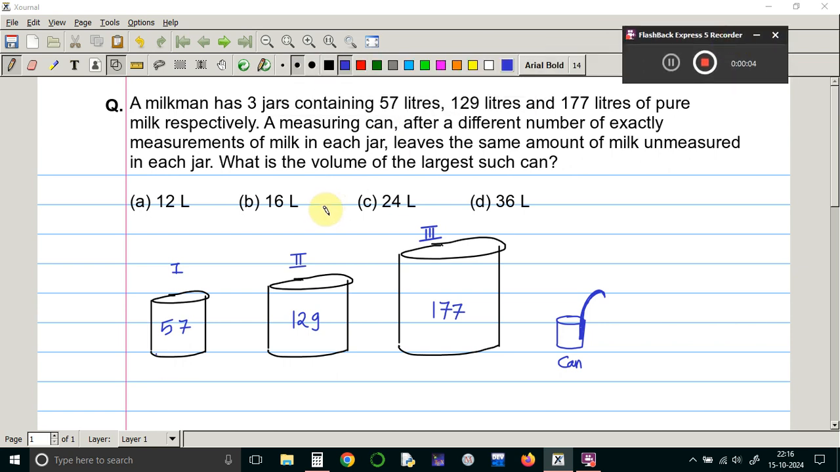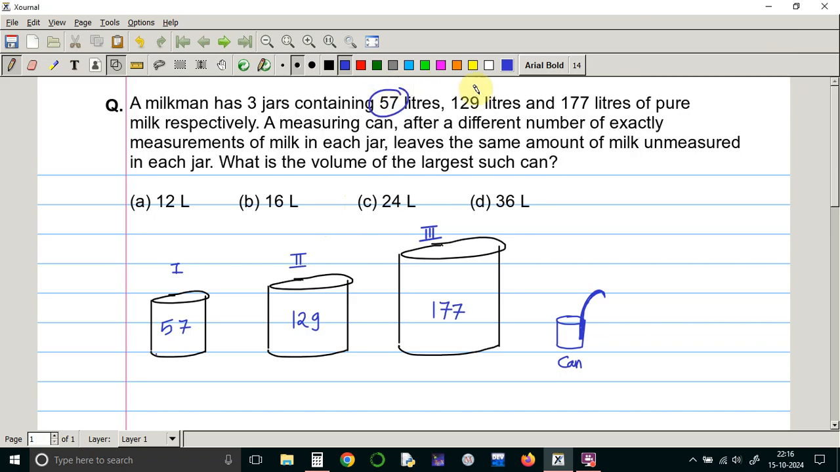Hello students, in this video we are going to solve this question on HCF or GCD. So here's a question. A milkman has 3 jars containing 57 liters, 129 liters and 177 liters of milk. A measuring can which leaves the same amount of milk unmeasured in each jar after taking out different numbers of exactly measured milk from each jar. So what is the volume of the largest such can available to us?